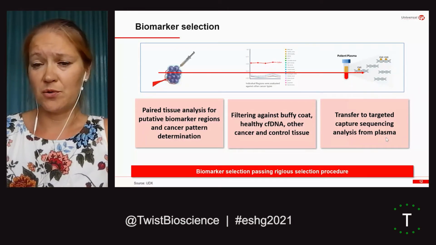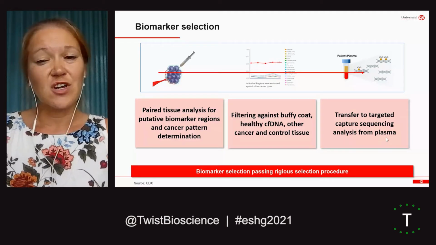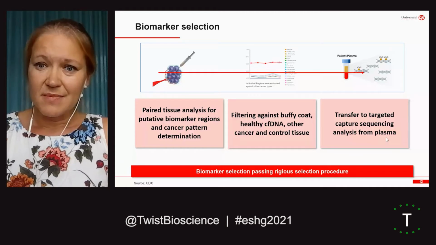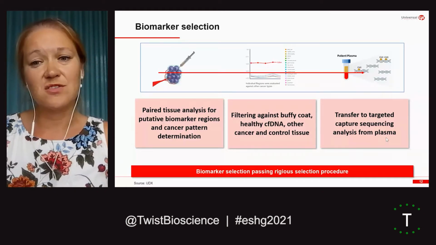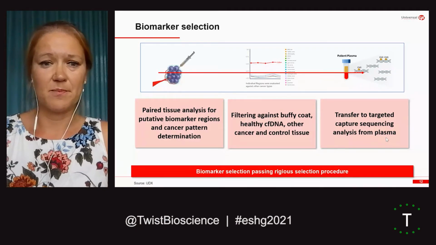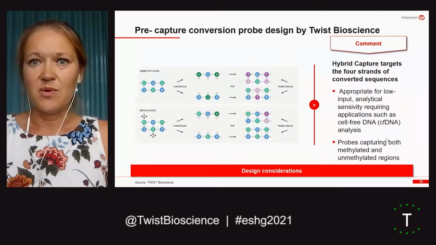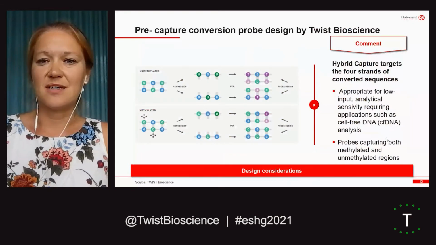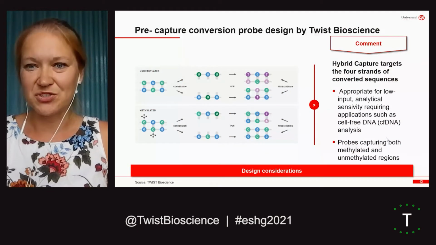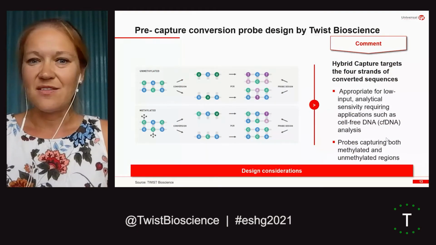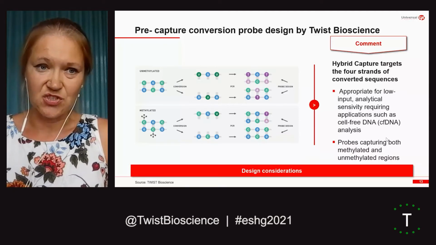And then from that point on, the key is to transfer these targets or capture these targets in blood-based assays, and for that going into targeted sequencing in plasma. For this purpose, we have now collaborated with Twist Bioscience, who has allowed us through their methodology to capture and design the probes for our targets of interest, the regions of interest.